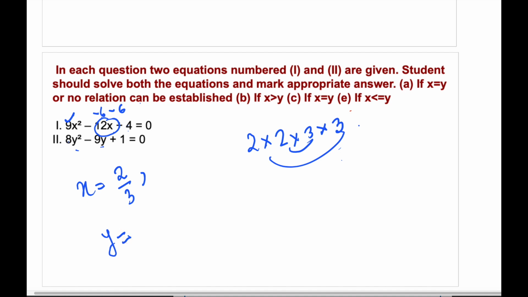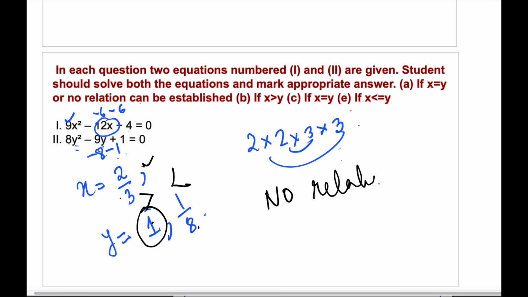And y is equal to minus 8 minus 1, so 8 comma 1. 8 by 8 is 1, and 1 by 8. So, now we have 1 by 8 and 1. Let's compare this. 1 is greater than 2 by 3, but 1 by 8 is less than 2 by 3. So, again, no relation.